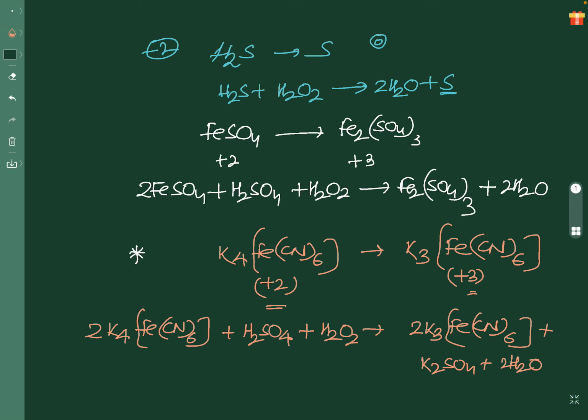And one very special reaction is known as Fenton's reagent also. H2O2 plus FeSO4. This combination is called Fenton's reagent. I think you remember organic chemistry points. It is used for conversion of primary alcohols into aldehydes, secondary alcohols into ketones.